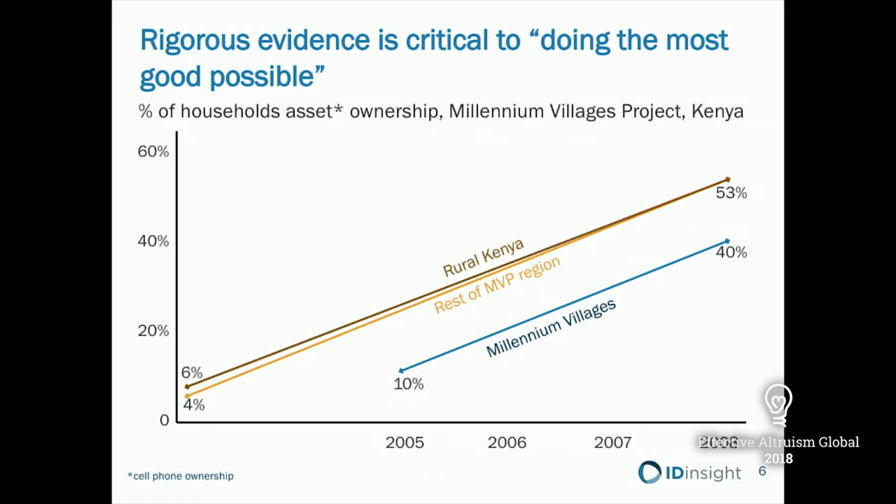But if you take a closer look at the evidence, you see that the same dynamic was there in the rest of the Millennium Villages region, the same in all of rural Kenya, and the same as all of Kenya as a whole. And so clearly there was something happening in sub-Saharan Africa over this 3-year period that was enabling people's lives to get better that had nothing to do with the Millennium Villages project.